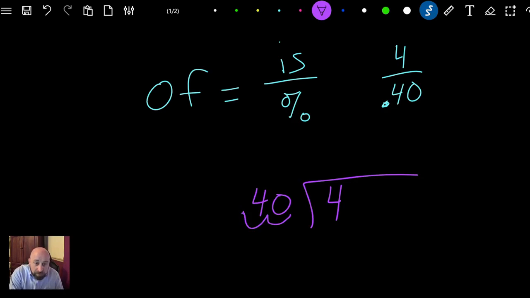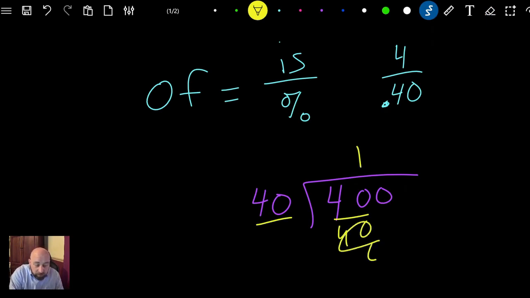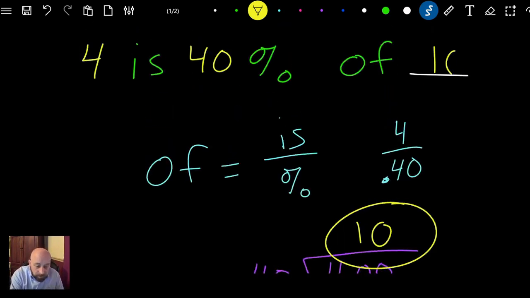You have to move your decimal point over 2 spots. Our decimal point's right here. We move it over 2 spots. So we have 40 into 400. 40 into 400. Okay. And now we just go 40 goes into 40 one time. 40, 0, 0, 0, 10. The answer is 10. So right there. There we go. 4 is 40% of 10.